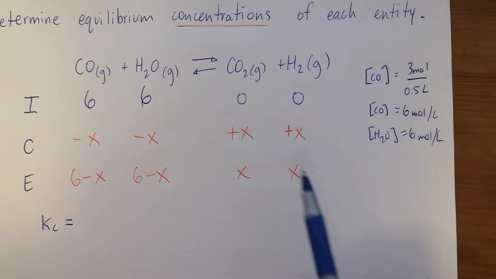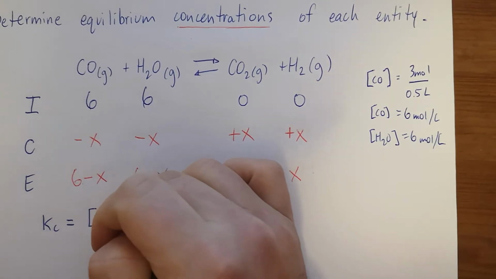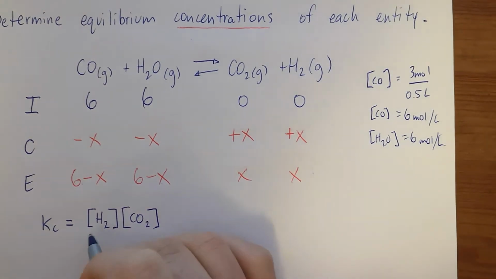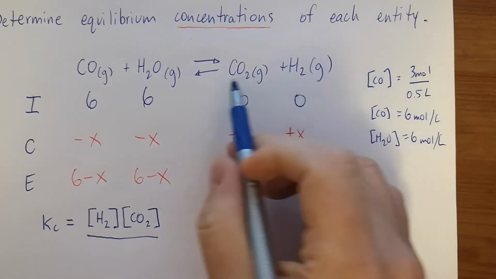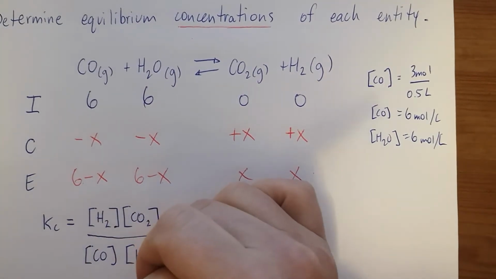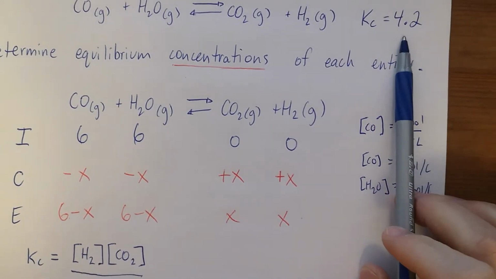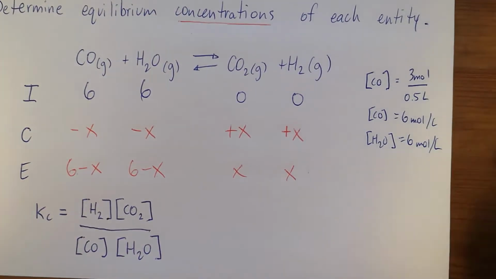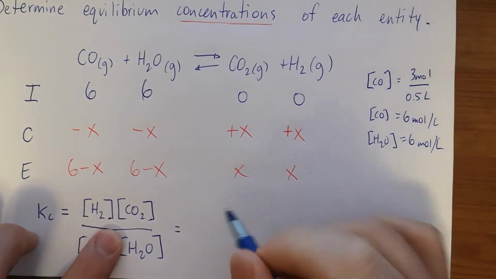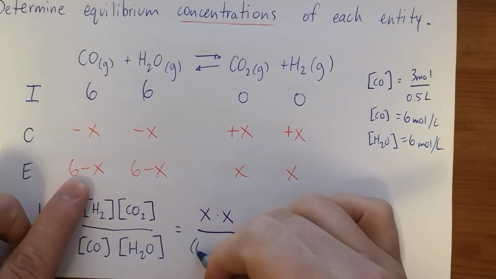Okay, so let's write our Kc expression. Remember, you start with the products. Everything here is a gas. There's not going to be anything tricky going on. Multiply the concentrations of the products. There's no exponents because every coefficient is 1. Divide by the concentration of the reactants. Okay, and we know that it equals 4.2. That was given to us. All right. Let's see. These guys are x, so that's going to be x times x. These guys are going to be 6 minus x.